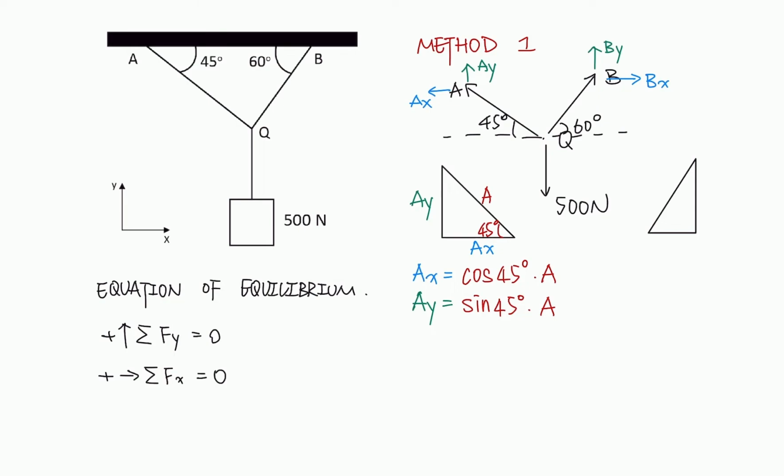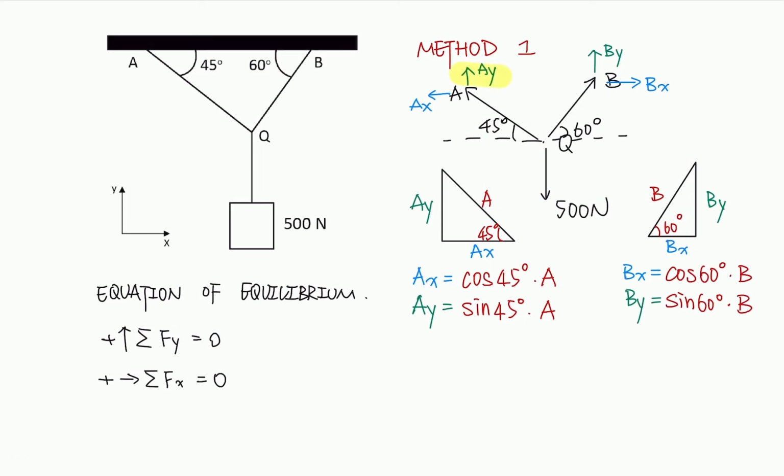Now let's look at the tension along BQ. The angle of incline will be 60 degrees here. According to trigonometry, we will get Bx as cosine 60 times the force, which we will call B here, and By will be sine 60 times the force B. Now we have enough information for the equilibrium equation.